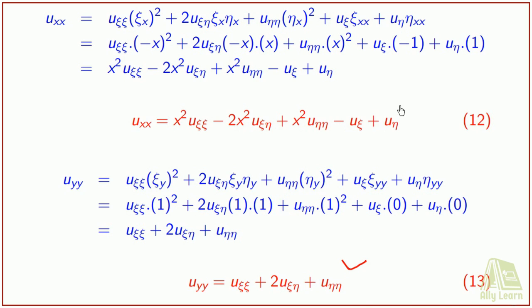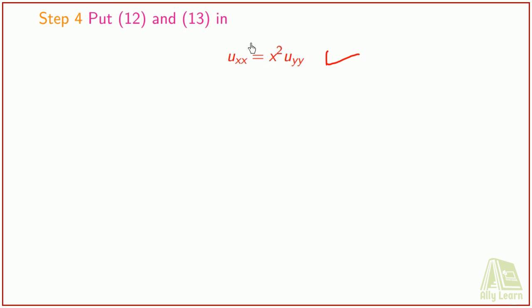So I have calculated my expressions of uxx and uyy. Now I will be putting these two expressions in my given second order linear PDE. Okay friends, so now let's move on to our next step. Step 4. Put 12 and 13 in this equation. This was my initial equation which we started with, and we are converting this into its canonical form. 12 and 13 are the expressions for uxx and uyy that we obtained just now. Now we just put expression uxx over here and uyy over here.